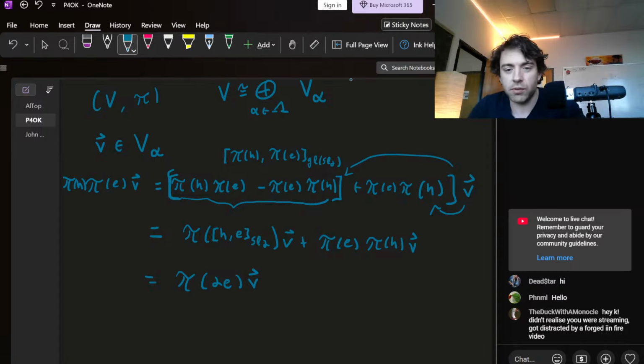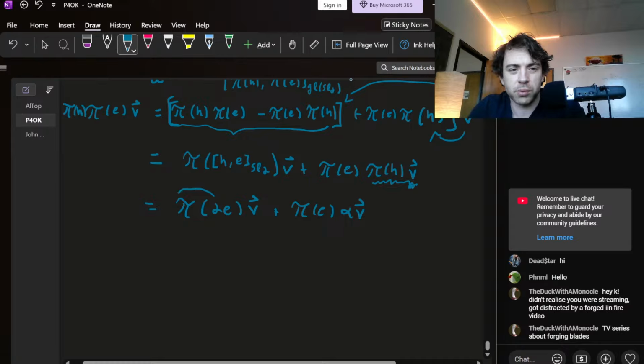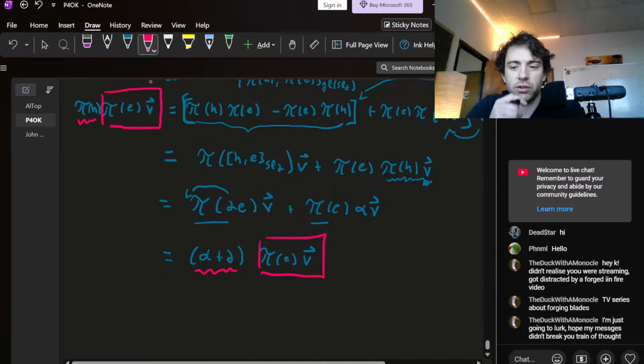But now, remember we supposed that v was in the alpha eigenspace of H, and so this is just going to be π(E) alpha v. And of course, this is linear, so if we pull this 2 out in front and then pull out the π(E)'s, this whole thing rather becomes alpha plus 2 times π(E)v. And so, in fact, it does turn out that this vector, π(E)v, is an eigenvector for H, and in fact, it's the alpha plus 2 eigenvector.